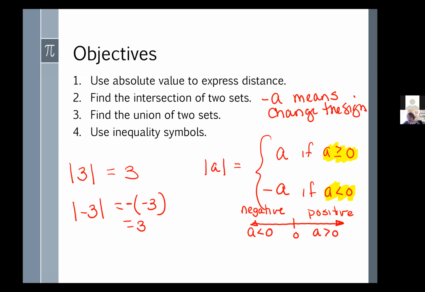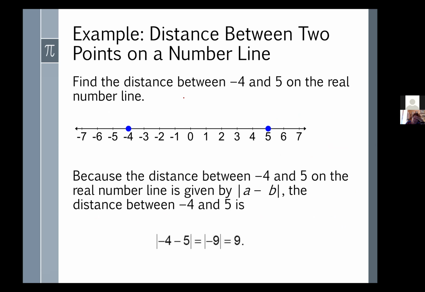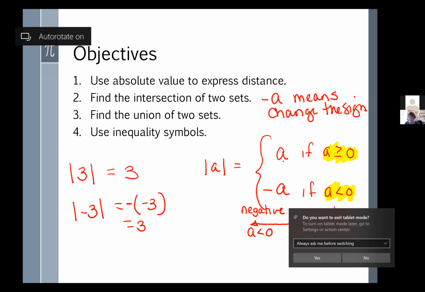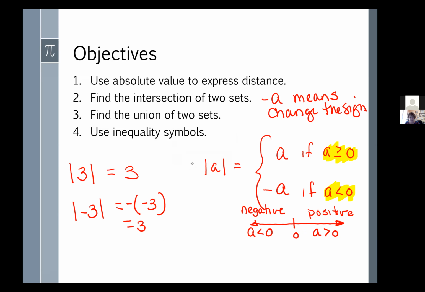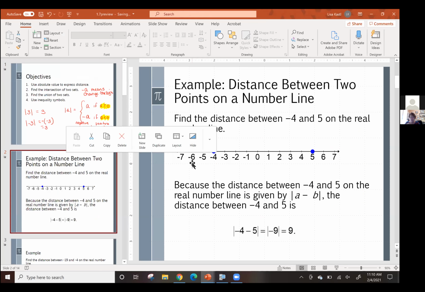Okay, so a lot of explanation just for the absolute value. An absolute value is defined to be a distance. I'm going to put another slide in here. Give me just 1 second, please. All right.